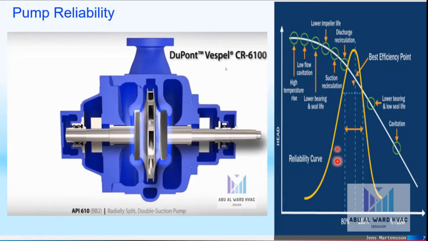The best zone is between 80% and 100% of the pump flow. In this zone we can achieve the reliability of the pump, and this is the reliability curve intersection with the pump curve itself around the best efficiency point, where we can achieve the 80% to 110% of the pump operation.